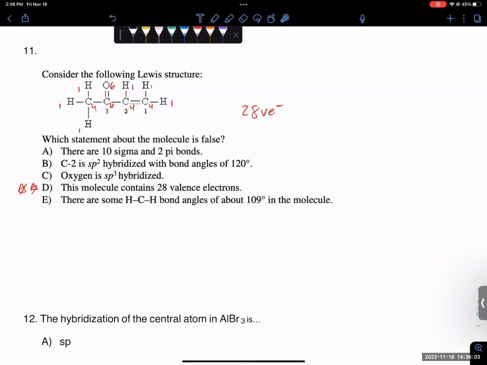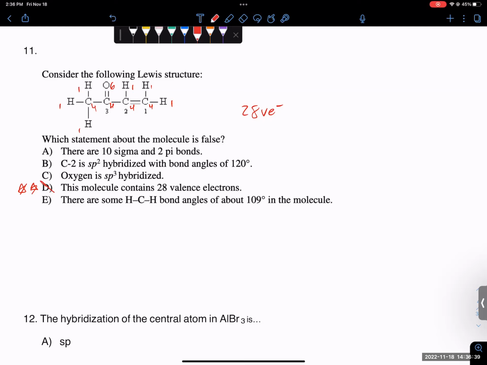And this is asking for which one. Oh wait, oxygen has lone pairs, right? Yes. You don't even have to include that. You should always just be thinking about how many each atom brings to the table, because the lone pairs are included in the total. So there is in fact 28 valence electrons in this molecule. Therefore D cannot be correct, because it's asking for which one is false.